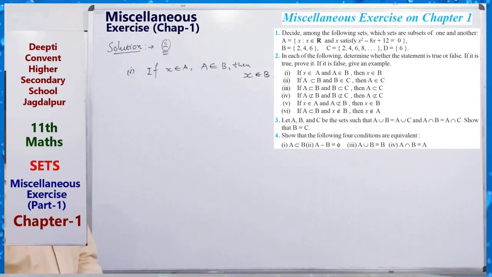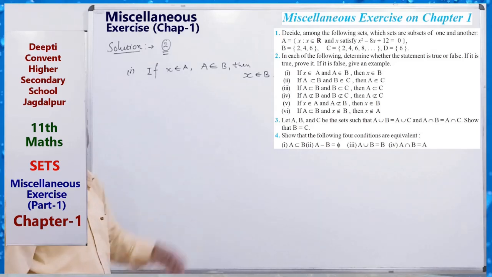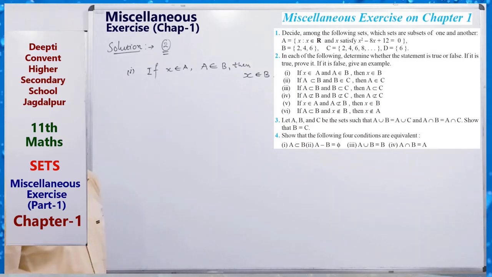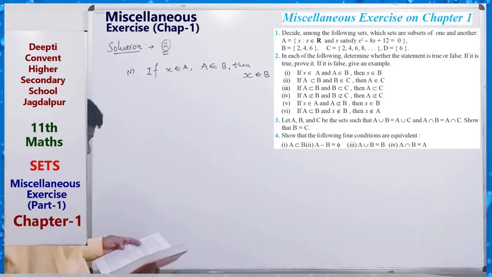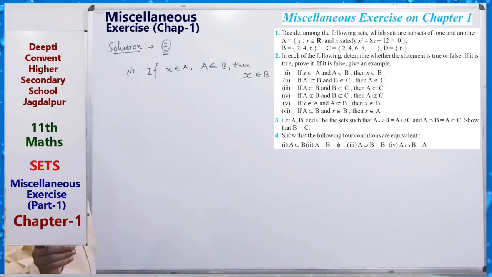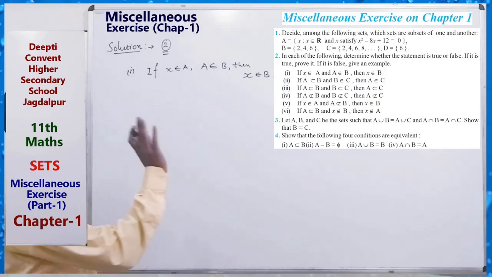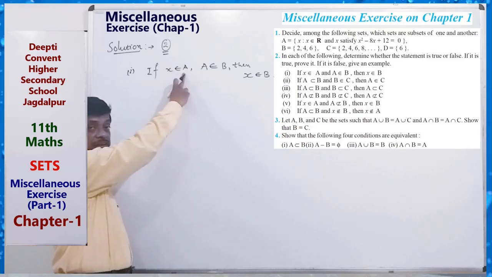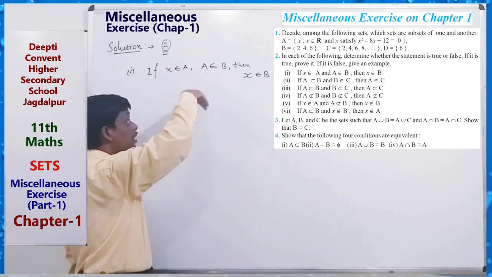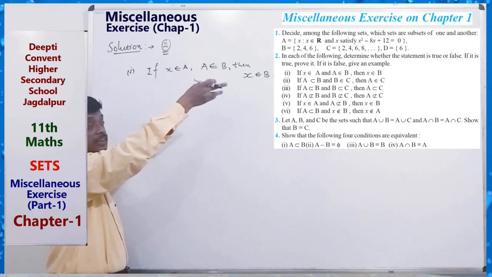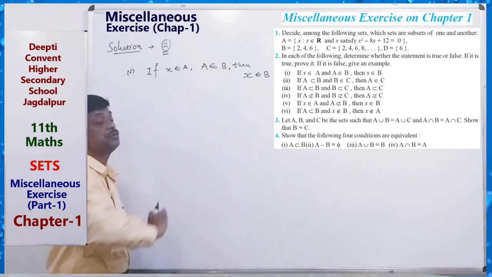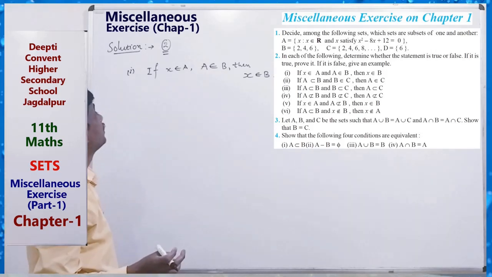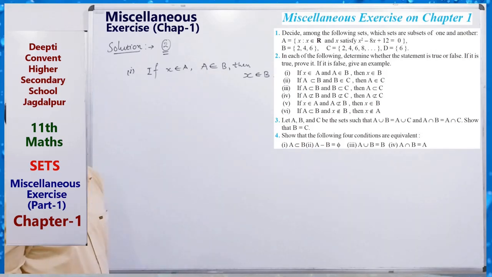If this, then this. Is it true or not? False. It is false. For proving it, we can take an example. So here x is an element of a set, and set A belongs to B. That means x is an element of the set B. Then we have to show whether x belongs to B or not.